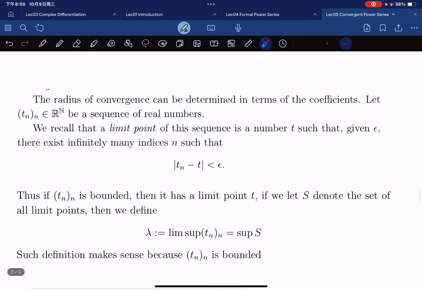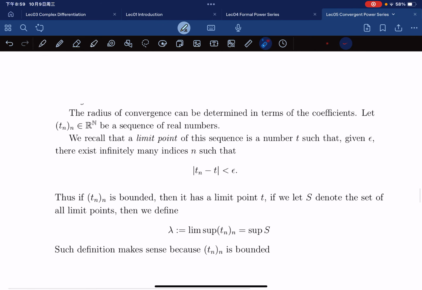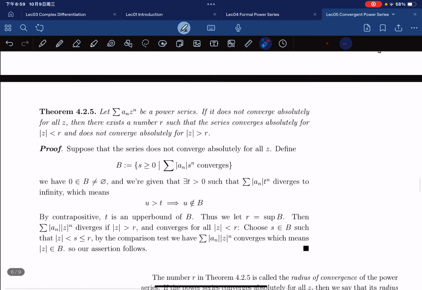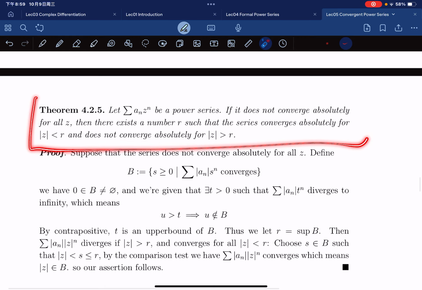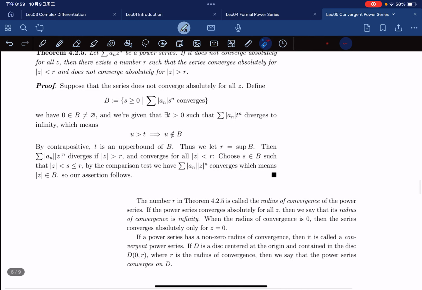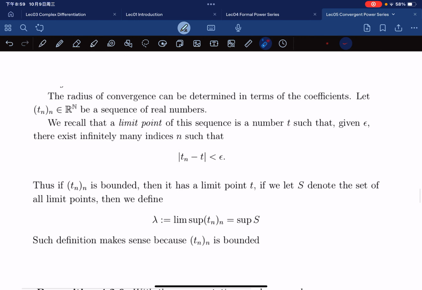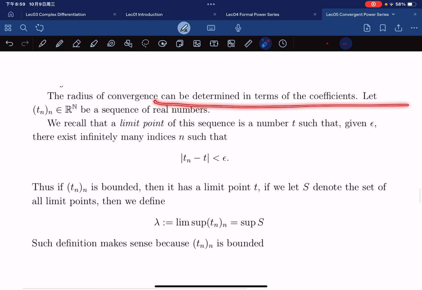Now, we're going to move on to some formula for the radius of convergence. We know that it exists, right? At least first of all, we showed that the radius of convergence exists. Now, it can be determined in terms of coefficients. So first, let's just start with a sequence of real numbers.